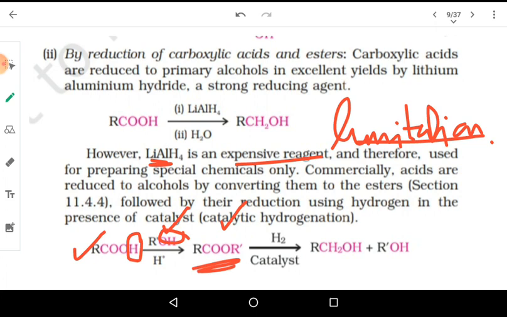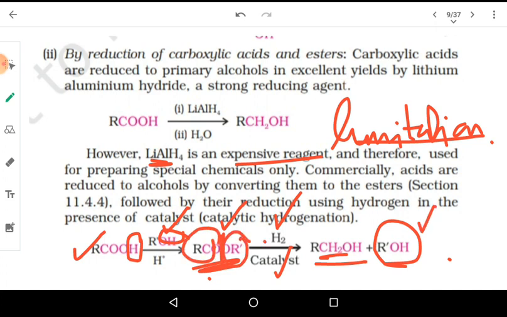This is an ester. Now this ester is treated with hydrogen in the presence of a catalyst. We are getting RCH2OH and R'OH. That is, the bond cleavage is going to happen like this, and this part is going to give rise to the alcohol, and this part is going to give rise to the other alcohol. So we get 2 alcohols over here.